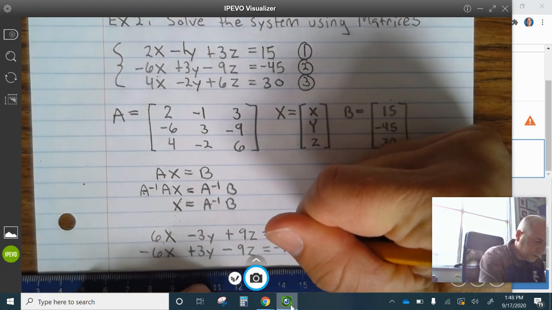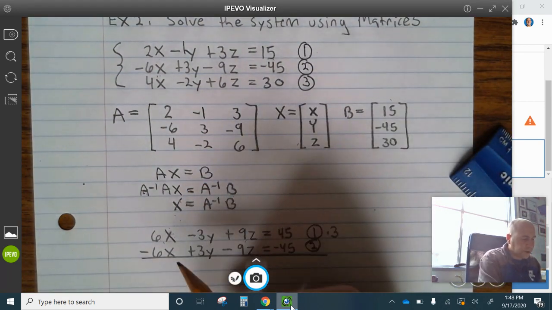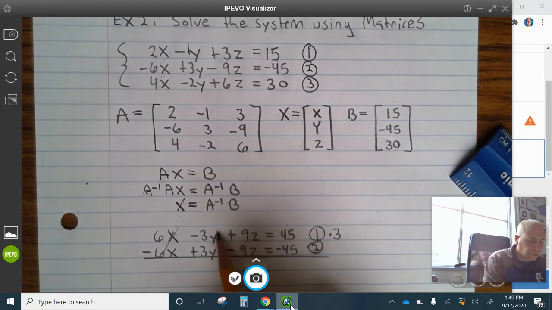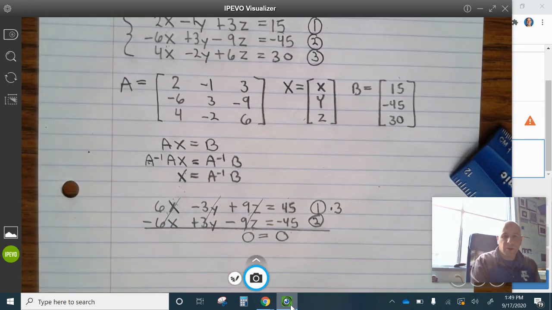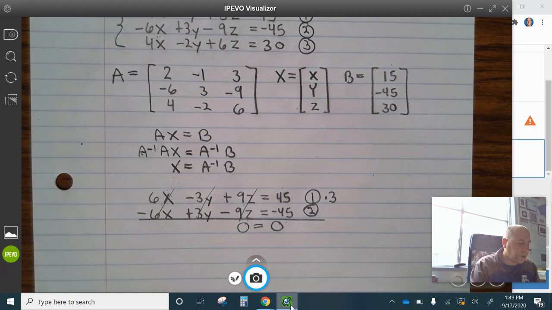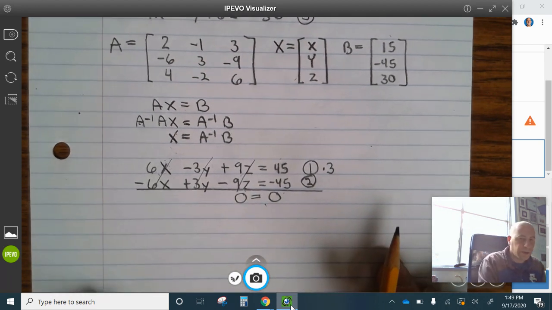So 6x minus 6x cancels out with 0. -3y and 3y cancels out with 0. 9z minus 9z is 0, so you're left with 0 equals 45 minus 45 is 0. When you do this and all the variables are eliminated and you're left with a true statement, we can say that this has an infinite solution. Or it has infinite solutions.